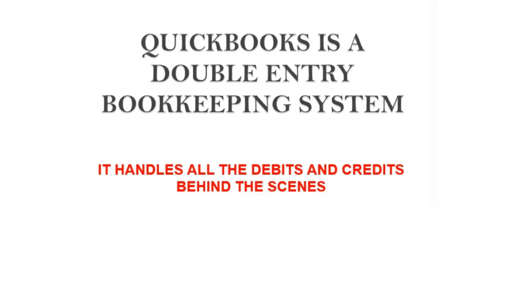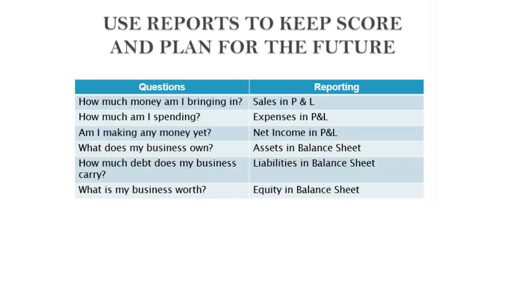If you want to know how much money you are bringing into your business, what report would you look at? Well, that would be the profit and loss. If you want to know how much liability your company carries, that would be the liability section in your balance sheet. Or how much your business is worth, you will see the equity in your balance sheet. Just remember that the better you understand how the numbers flow onto your reports, the better prepared you will be to make good business decisions.